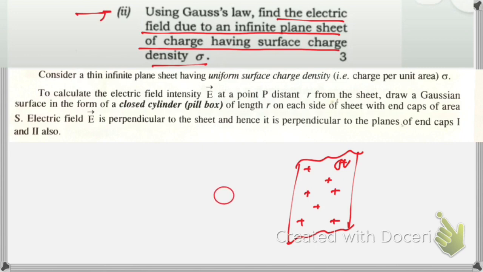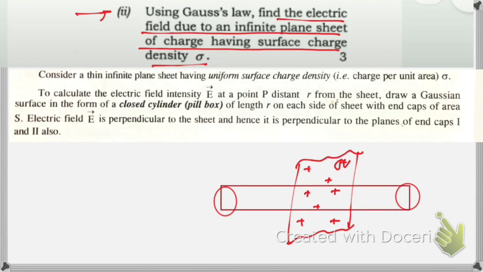So for that purpose, we need to draw a Gaussian surface here, right? So this is the Gaussian surface. Let me consider. So let me take this one. So this is the Gaussian surface, which is cylindrical in shape, right? And the area of cross section we have considered, that is A. Let me write here. Area of cross section is A. Okay.